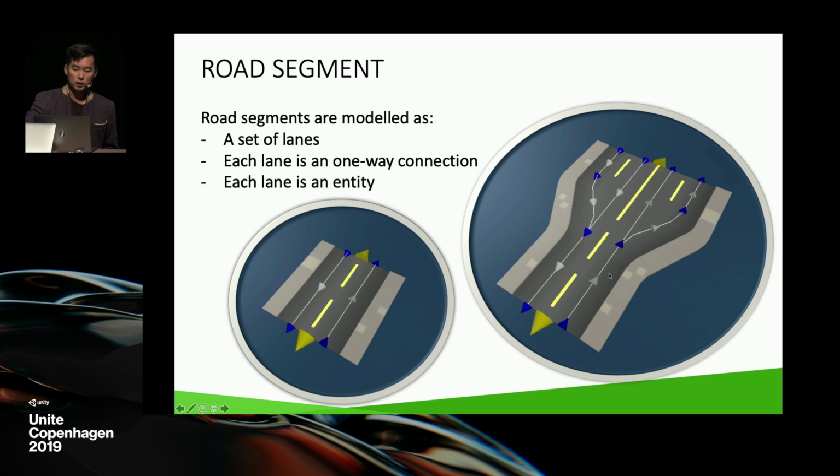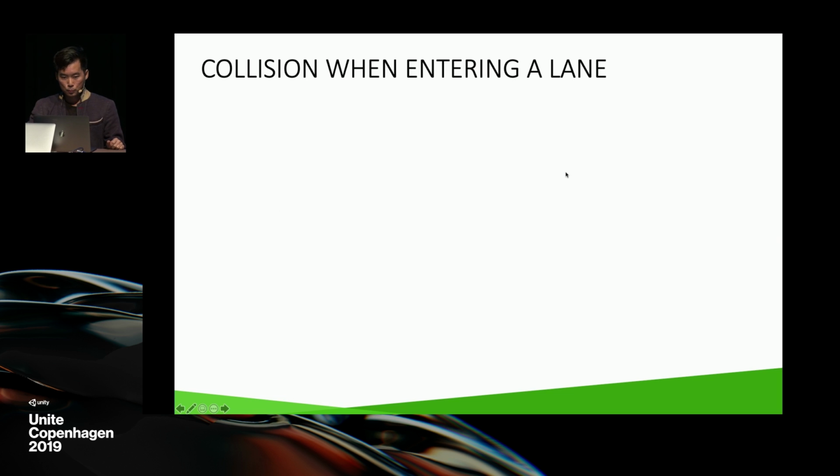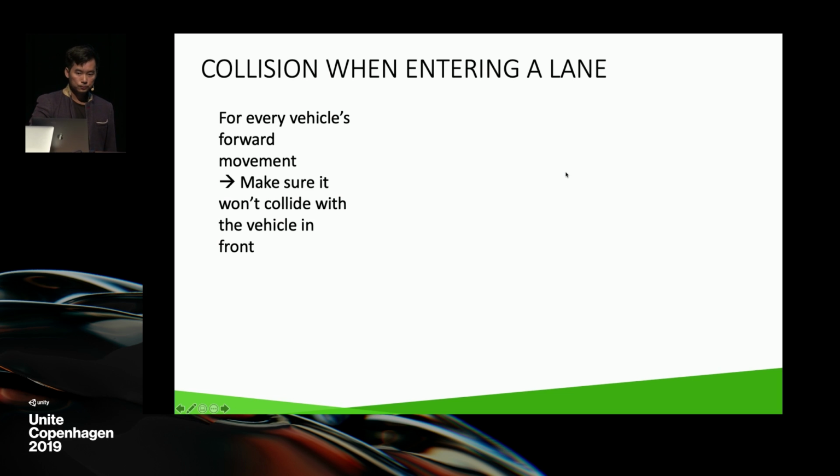On the right side, you see a more complicated setup. We have a total of 8 lanes in this road segment. So we go through each of the cases. How do we ensure that there's no collision when a vehicle enters a lane?